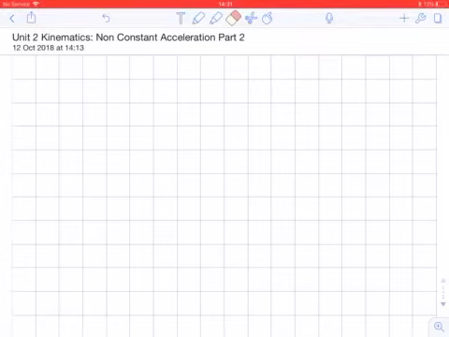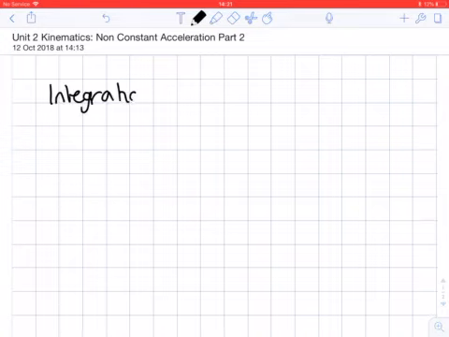In this second video, we're going to look at what would happen if we had our function of velocity with respect to time and we wanted to go back and find displacement. Well, what we just need to remember is that integration is the opposite of differentiation.